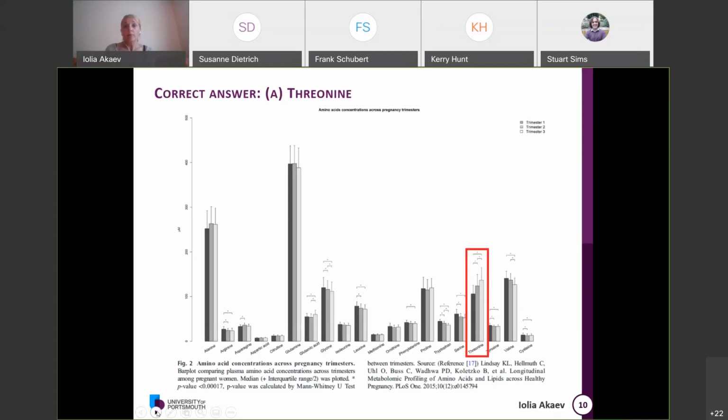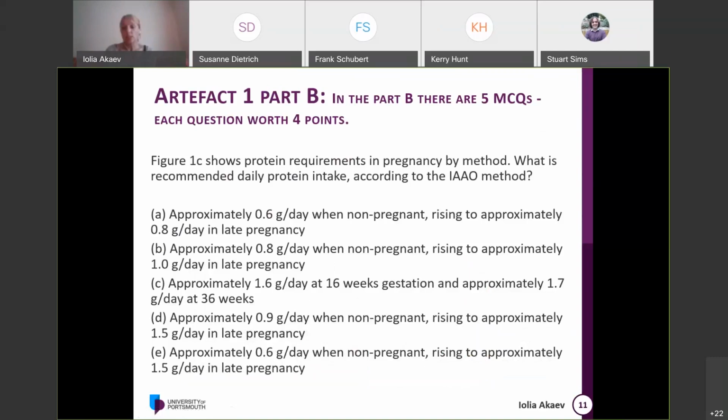This 4 marks question is a little bit more complicated, so it's good to see if the students are able to read figures as well. And we ask them to show in figure 1, and they can evaluate how much the recommended daily protein intake is, and we're giving them the method as well. As you can see, we have different options for them, which I've played with a little bit to give them different amounts per day and different weeks in pregnancy.